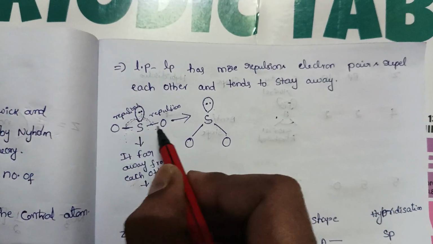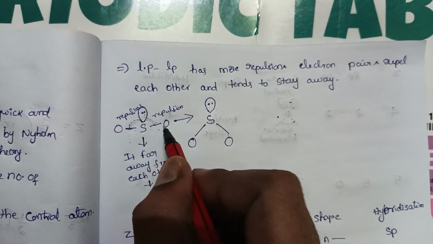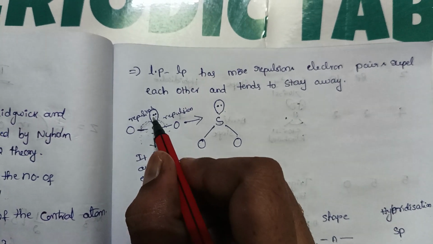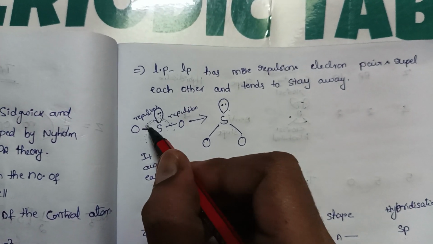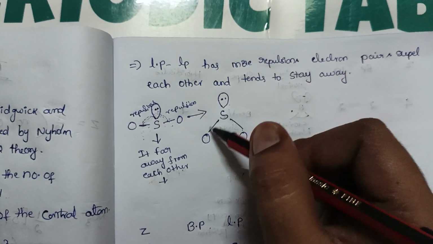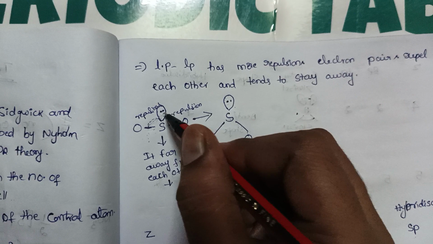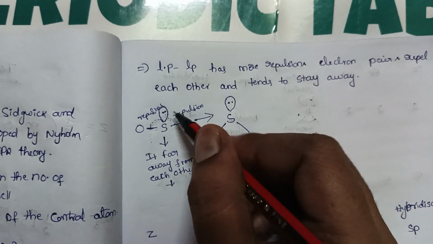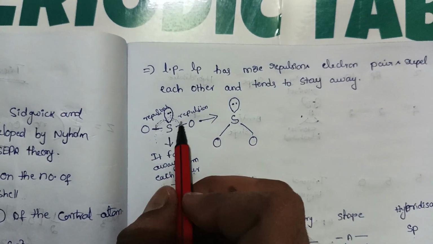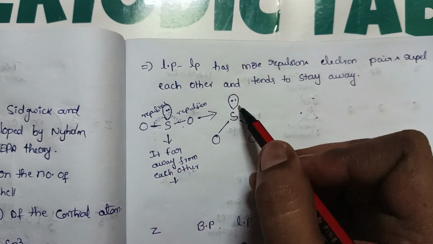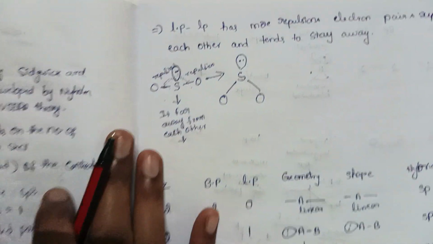If we observe SO2, here one lone pair and 2 bond pairs are present. Because of the repulsion between the lone pair and a bond pair, they move away from each other, like this. And because of the repulsion between this lone pair and this bond pair, both stay away from each other and come like this.